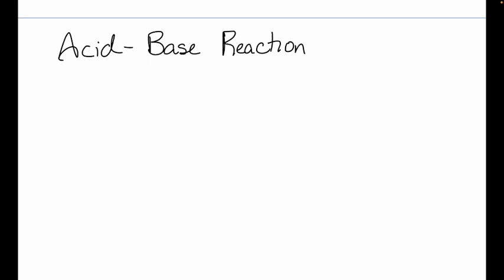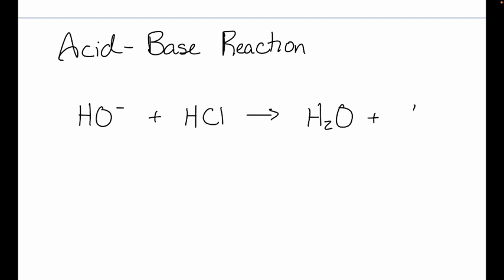All right, let's say between hydroxide and hydrochloric acid. Does anybody remember what the product of these reactions would be? What's one of them? Water, right? So we got water in our acid-base reaction, and the other one would just be a chloride ion, okay?